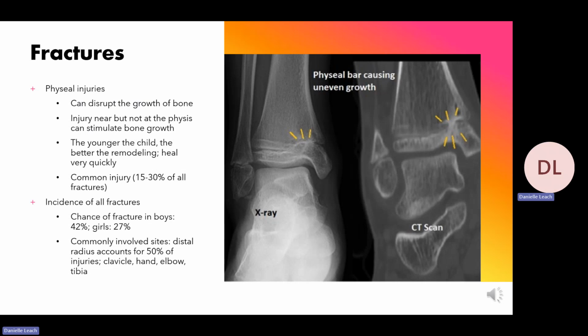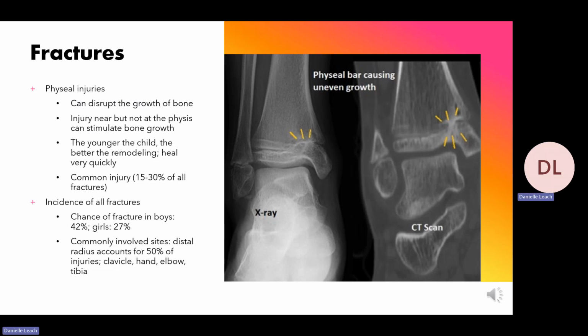The younger the child is, the better the remodeling, and it heals very quickly. So remodeling, if you don't know what that is, is basically where bone tissue is removed and new is formed. So where there is an injury, it's basically just the healing of the bone. Physeal injuries are actually pretty common injuries, about 15 to 30% of all fractures. So not in all instances does the person have growth arrest where it's not going to grow properly, or stimulated bone growth, but it is a chance that this could happen.